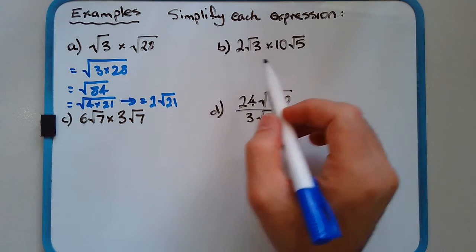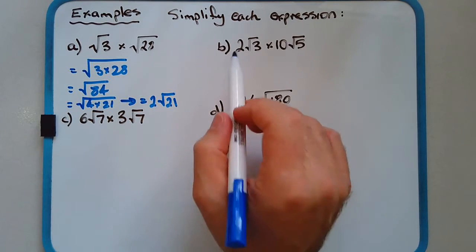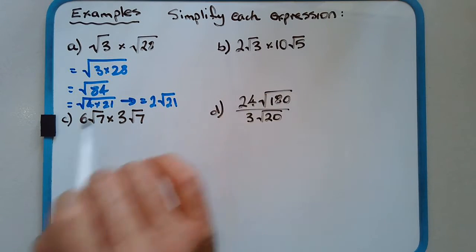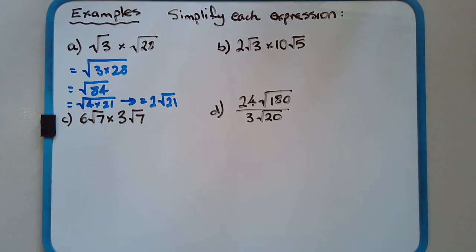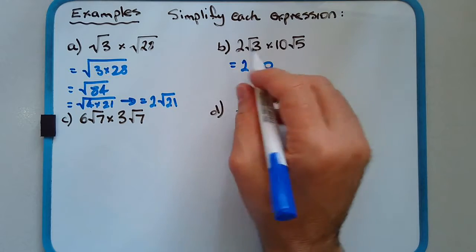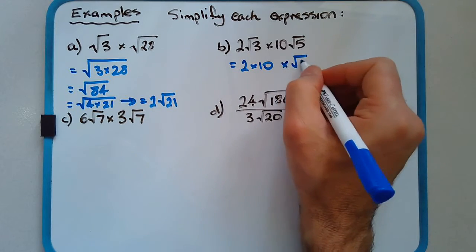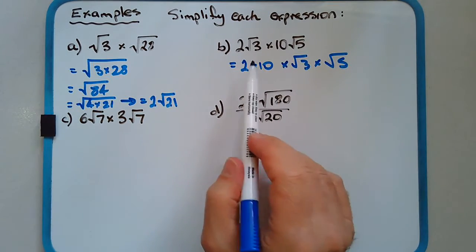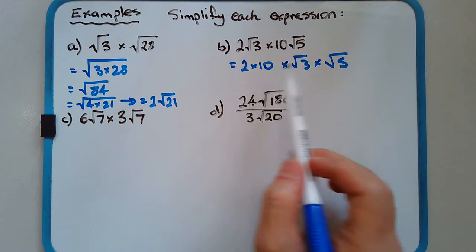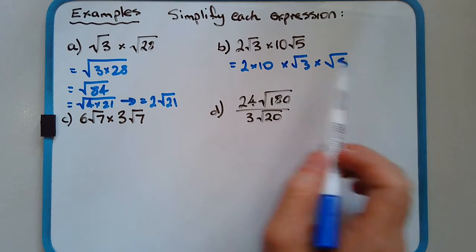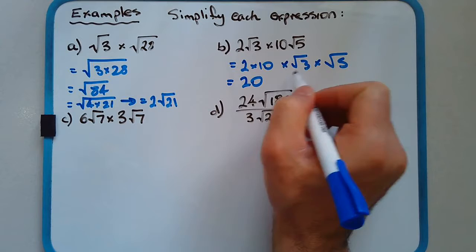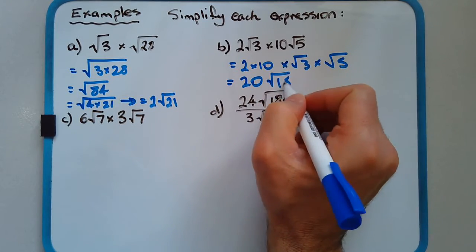So look at part B, 2 root 3 times 10 root 5. You multiply the numbers on the outside first, the coefficients of the square roots. Okay, the number multiplying the square root. So 2 times 10. Okay, actually I might just rearrange the order a little bit here. 2 times 10 times root 3 times root 5. So 2 root 3 just means 2 times root 3. Okay, 10 root 5 just means 10 times root 5. But with multiplication, you can change the order. It's not going to change the answer. All right, so 2 times 10 is 20. Root 3 times root 5 is root 15.